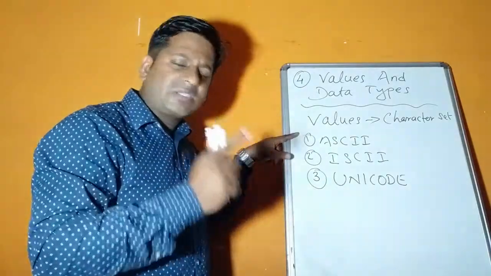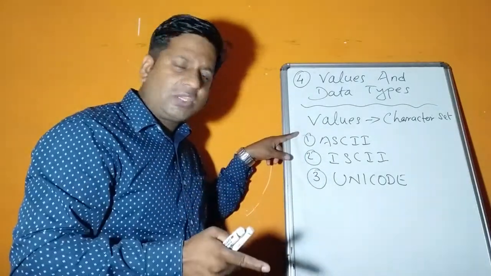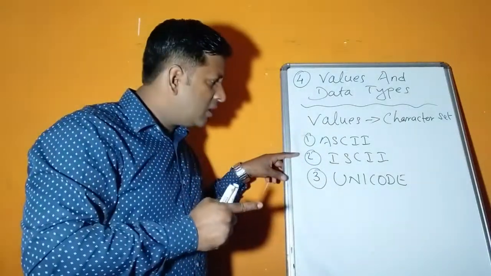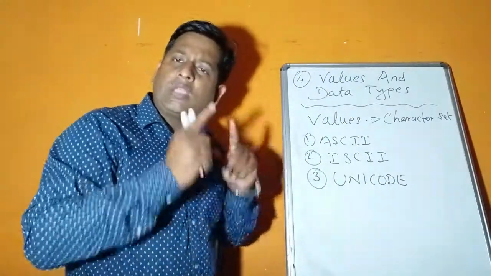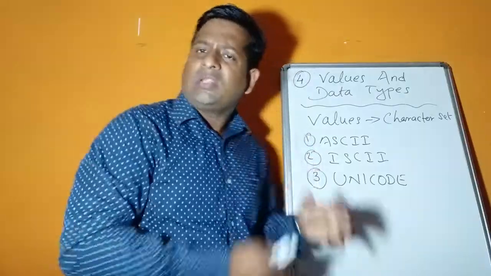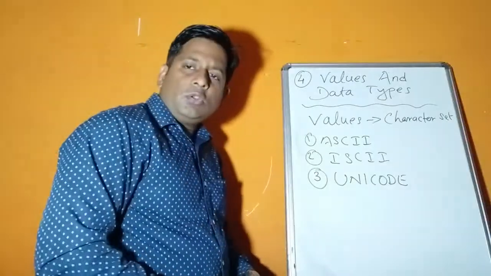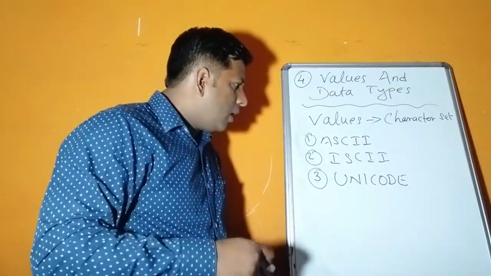ASCII is American Standard Code for Information Interchange. ISCII is Indian Standard Code for Information Interchange. Unicode is Universal Code. Now let us learn these things in detail. So in detail, let me write here.